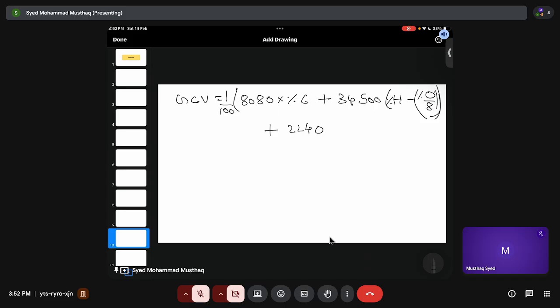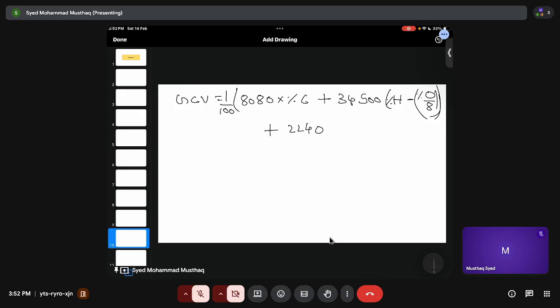2240. Everything is written in kilocalories, okay? We are not involving kilojoules, because kilojoules will give a larger value, being 4.2 times the calorie value. That's why it's better to mention energies in kilocalories rather than joules.